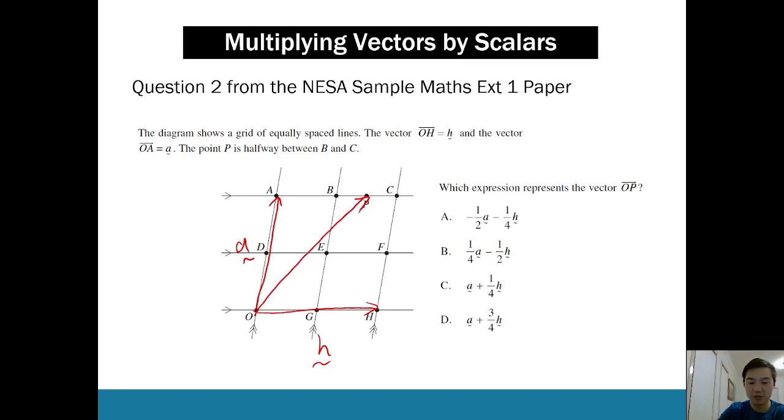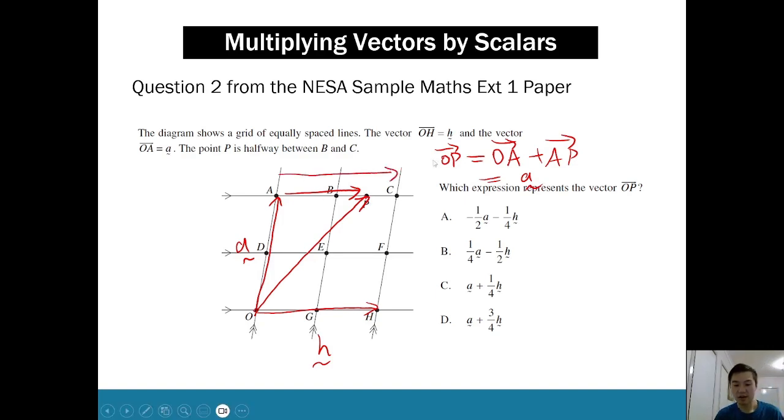So to do that, we have to add OA to AP. So we know that OP is what we get when we add OA with AP. Now here's the thing, we know that OA is already the vector A, but here AC is the same thing as OH. They're both H because they're the same direction and the same length.